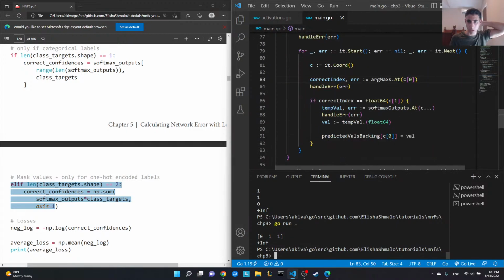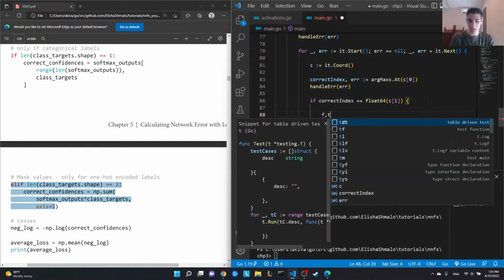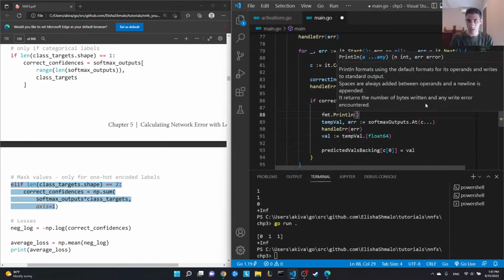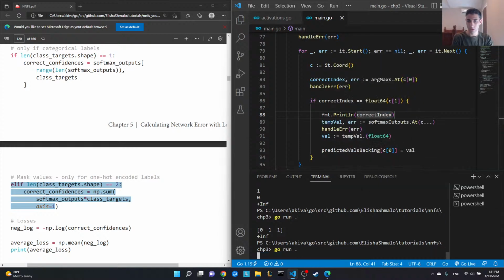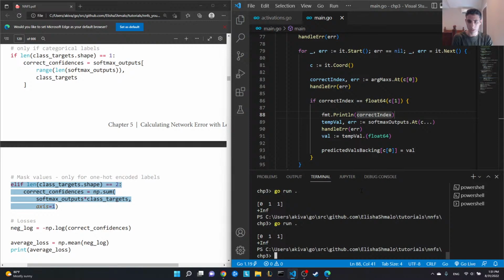If correct, okay, so obviously this, no, so that should have been printing just as often as it was. I'm sorry, that wasn't the best way to do it. Let's say fmt.Println correct index over here. This should print out like 0, 1, 1. Yeah, 0.